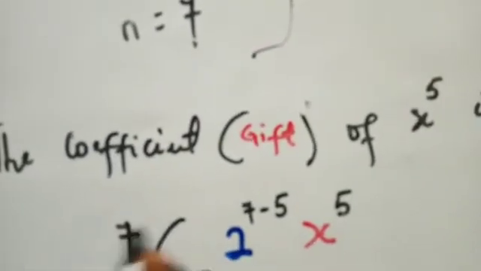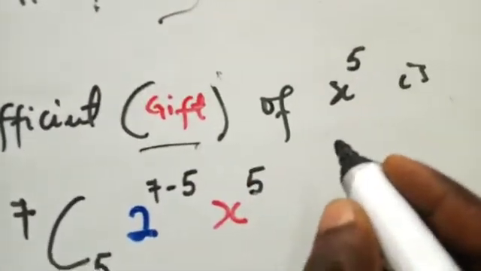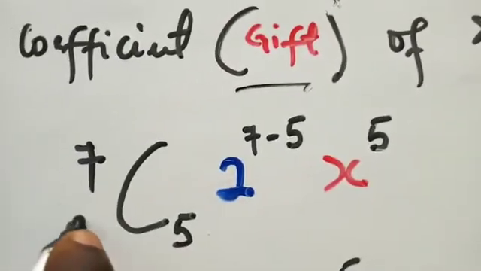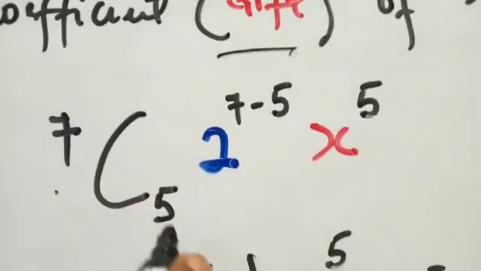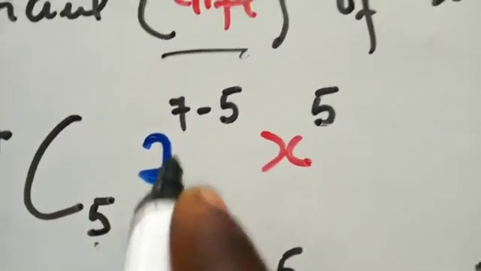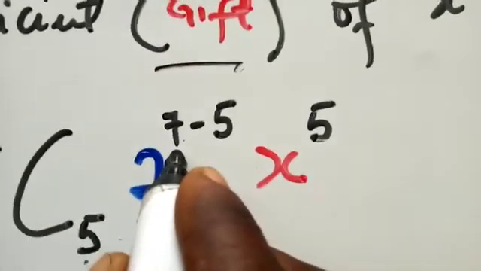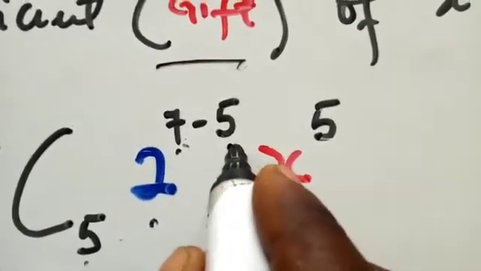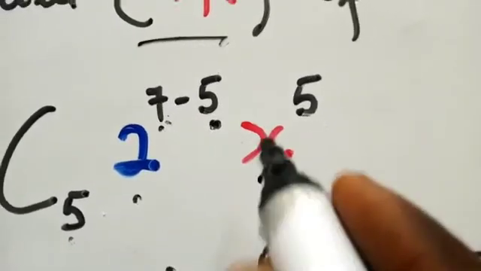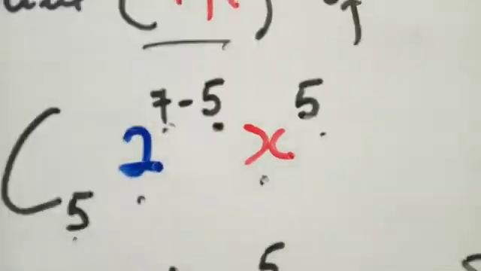So the coefficient, that is the price of what, for the 5th guy. For the 5th guy, the 7 here is the n. Combination 5, which is the r here, and then a is the 2 here, raised to the power n minus r. So n is the 7, then minus r here. r is the 5th position here. Then the x is the s from the question, and then exponent 5.